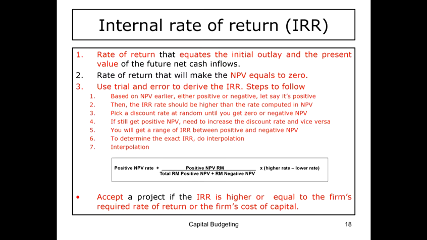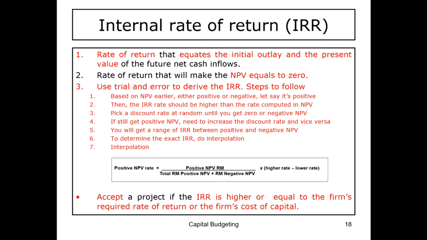The formula must have the positive NPV rate plus the positive NPV value divided by the total value of positive NPV plus the total value of negative NPV. So we must have those two figures. When we get a negative, we will lower the rate from the earlier 12. So maybe we will calculate at 8% this time. Look at the PVIF table too. So you will get a range of IRR between positive and negative NPV.